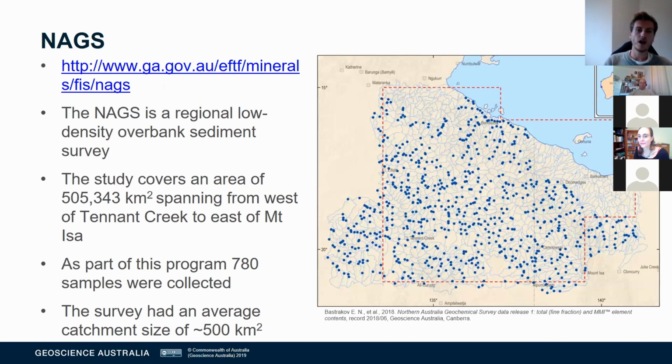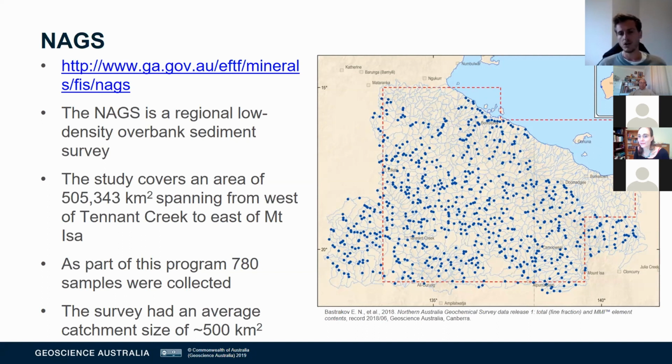Now to move on to the actual geochemical surveys. I'll start off with our most recently collected survey, which is the Northern Australia Geochemical Survey, or NAGS for short. For each of these surveys, I put up the link to where you can get all the reports that go through in detail for each of the surveys here. But in this case, I'll give a very brief overview so you get a flavor of each one of them.